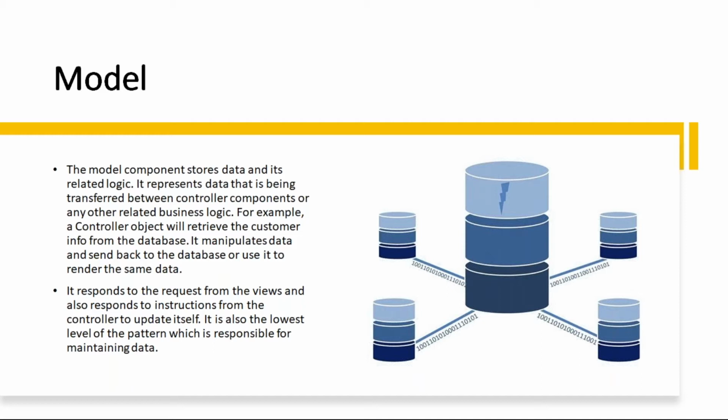So it responds to the request from views and also responds to instructions from the controller to update itself. It is also the lowest level of the pattern, which is responsible for maintaining data. So basically, the model is basically your database and the programs or logic that handle the database.